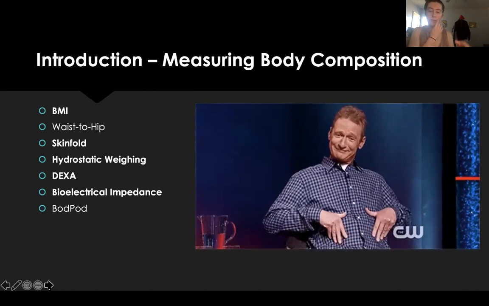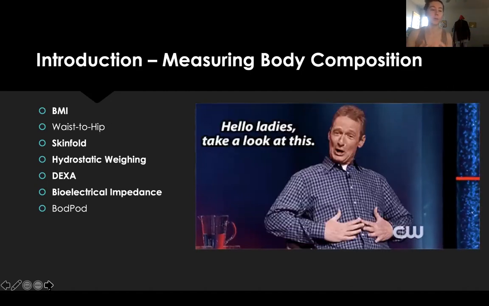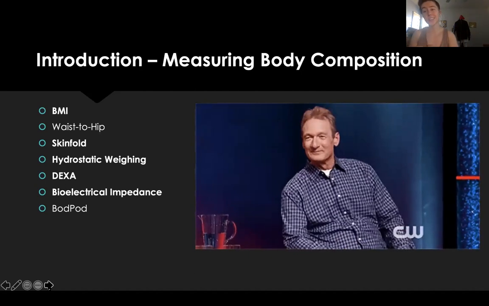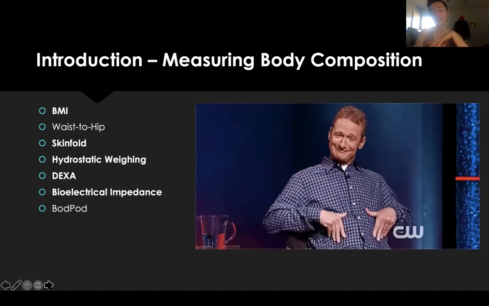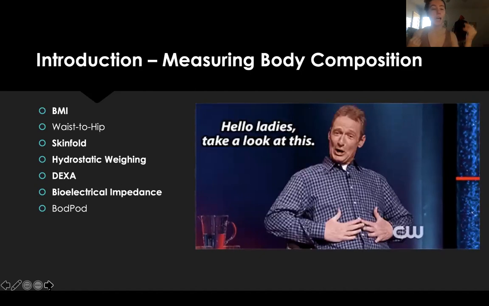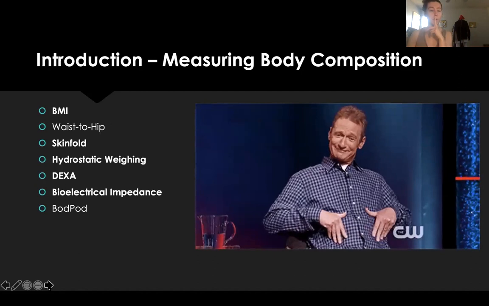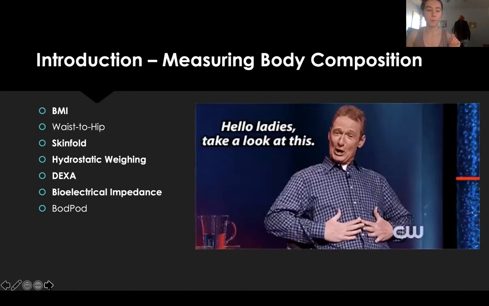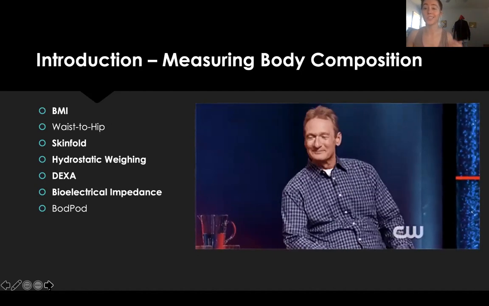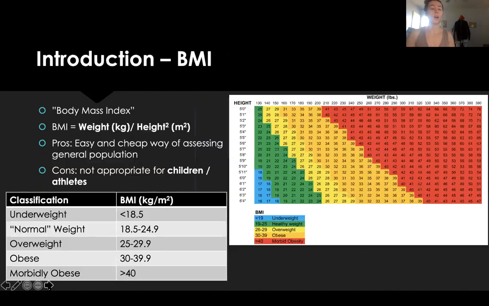I'm going to talk about different modes of measuring body composition. We have a bunch of really common ones right here: BMI, waist to hip, skin fold, hydrostatic weighing, DEXA, bioelectrical impedance, and BOD-POD. I think I'm going to talk about all of those except for waist to hip, but they are all very useful in different contexts.